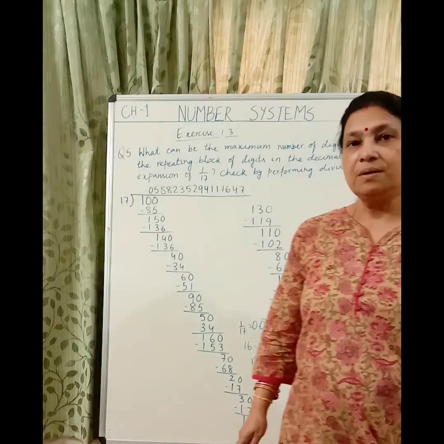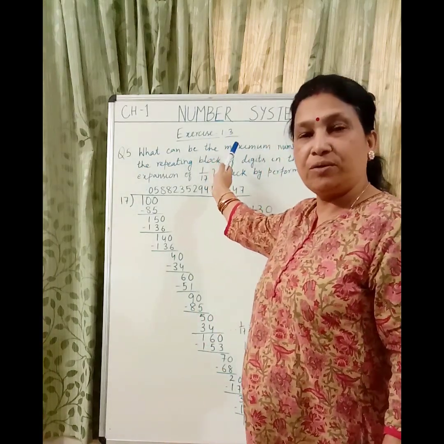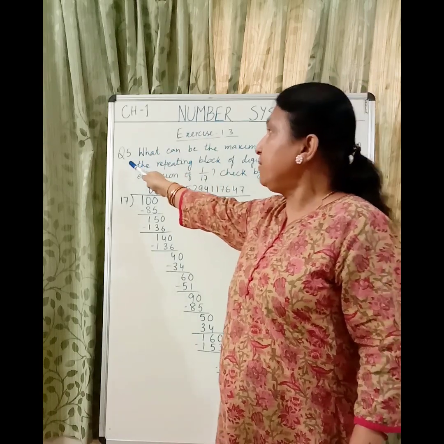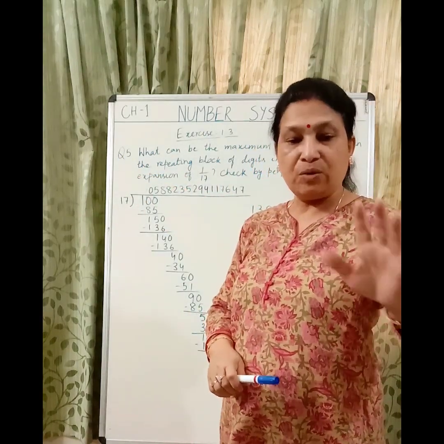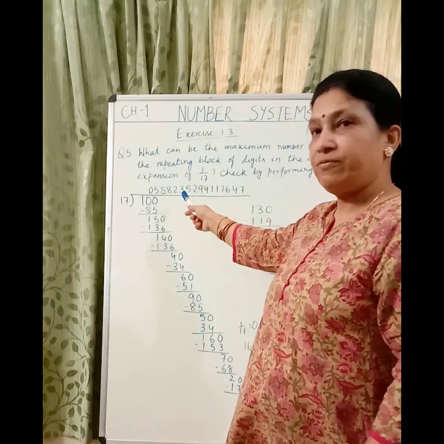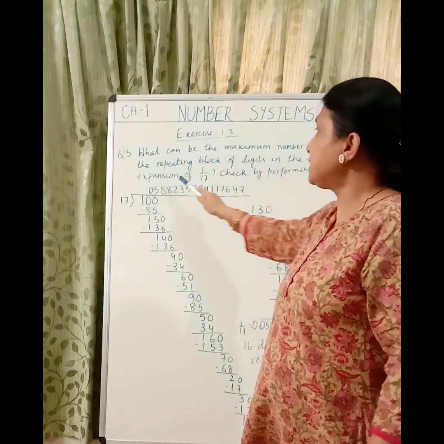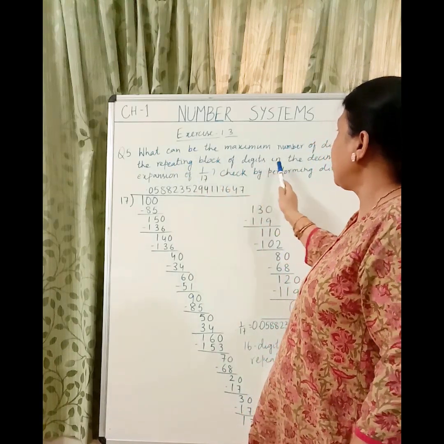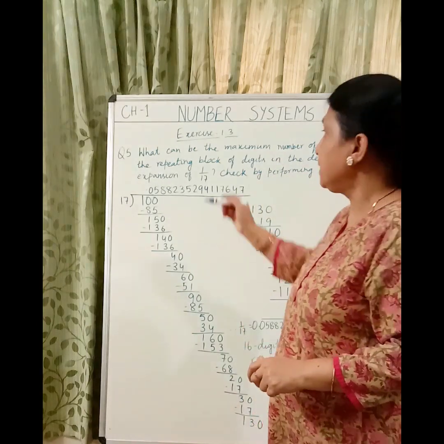Hello children, today to continue with the same exercise 1.3, we will be doing question 5. The previous day we had discussed till question 4. So now question 5. What can be the maximum number of digits in the repeating block of digits in the decimal expansion of 1 upon 17?